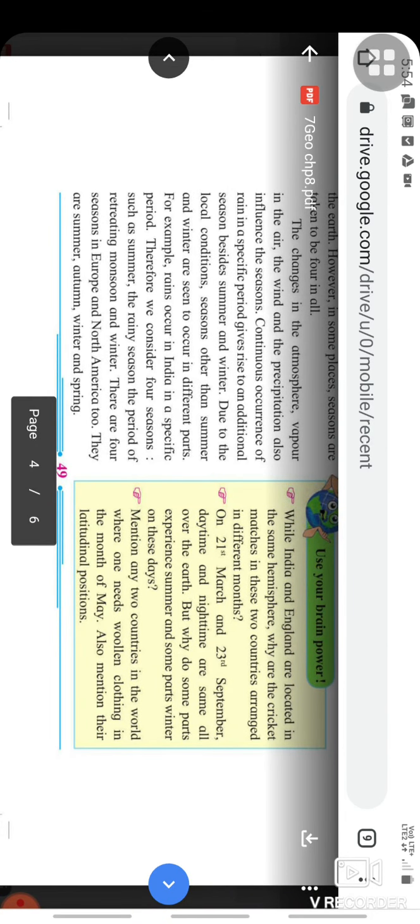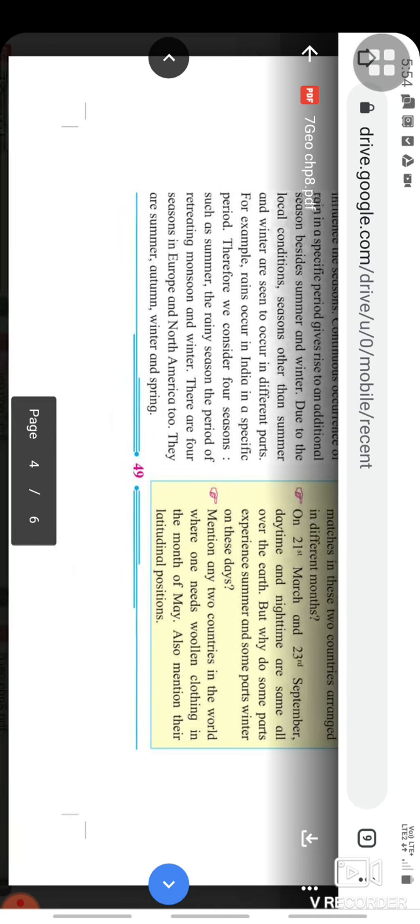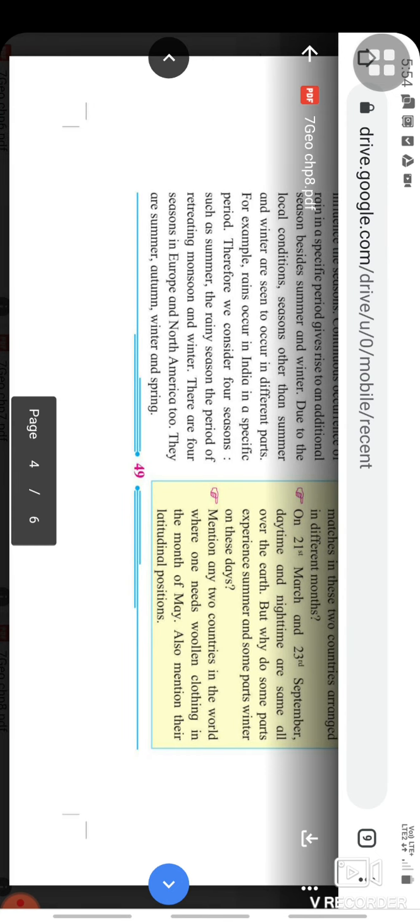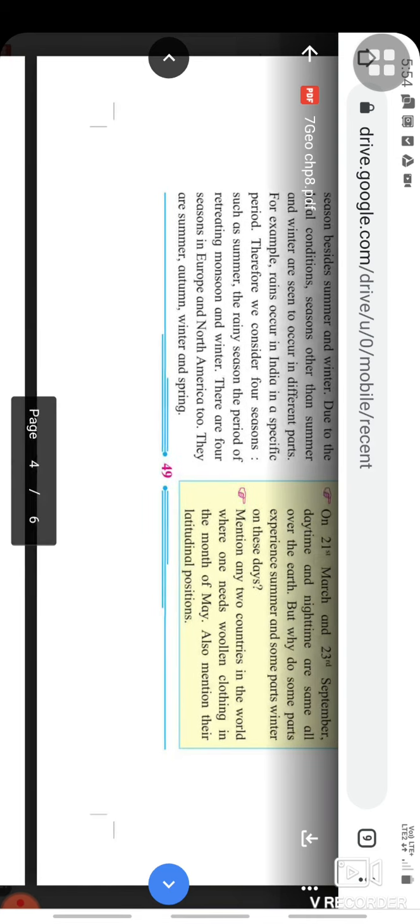Use your brain to find out: while India and England are located in the same hemisphere, why are the cricket matches in these two countries arranged in different months? On 21st March and 23rd September, daytime and nighttime are the same all over the earth, but why do some parts experience summer and some parts winter on these days?